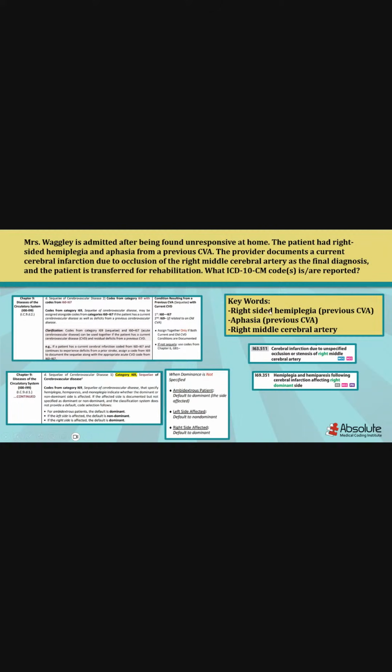And then we also are going to have to code and account for the aphasia that is also from a previous CVA. So we are going to go back and select another code from the I69 category. And this is going to be the aphasia following cerebral infarction. And the code for that is going to be I69.320.